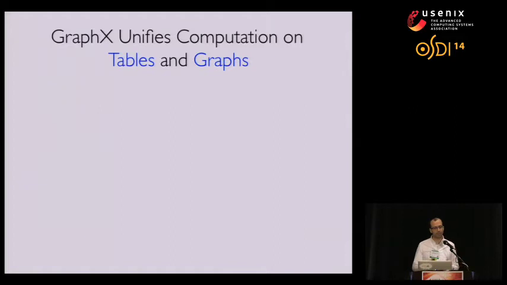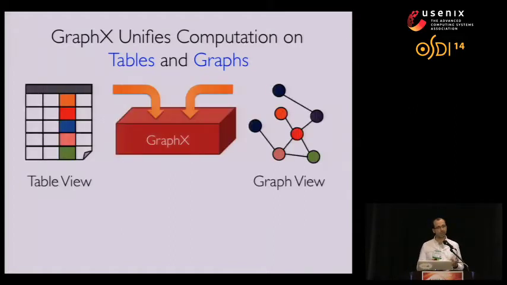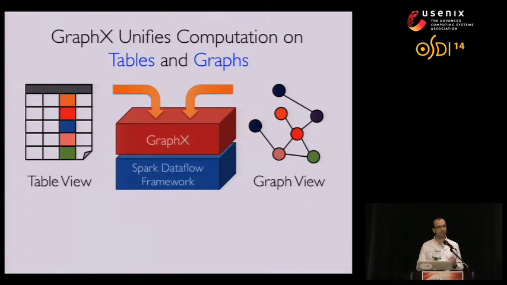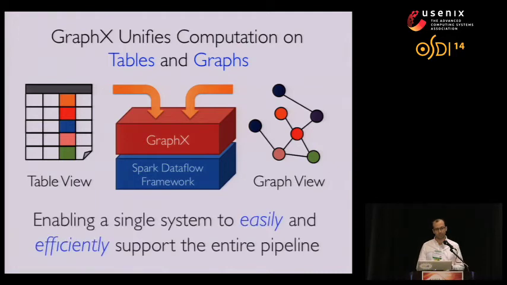So the work in GraphX is going to try to unify computation on tables and graphs. And we do that by exposing two separate logical views, a table and a graph view of our data, but then executing that on top of the same physical representation on top of the general purpose Spark data flow framework, enabling a single system to easily and efficiently support both types of computation.